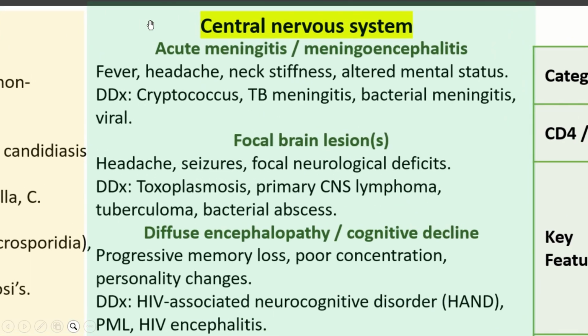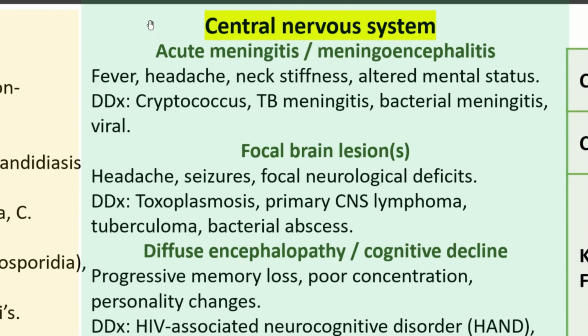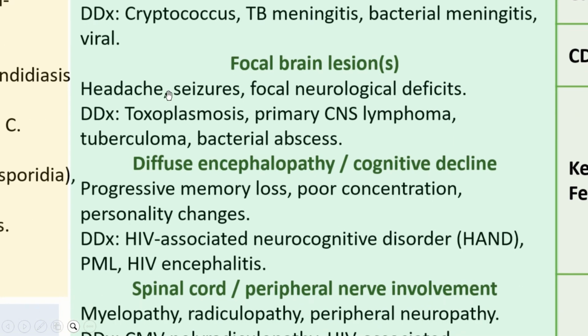So when you look at acute meningitis or meningoencephalitis, the patient is going to come in with a fever, headache, neck stiffness, altered mental status, all the meningeal signs as we know them, the Kernig's and the Brudzinski's. The organisms that we're going to query here are Cryptococcus, TB meningitis, bacterial meningitis and viral meningitis.